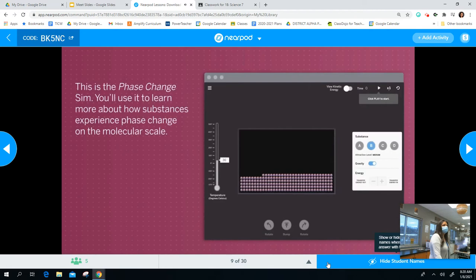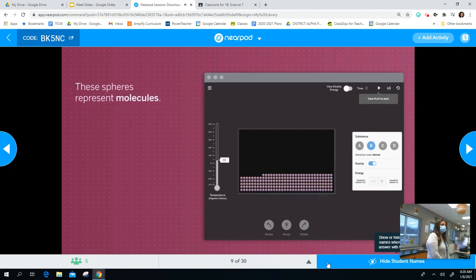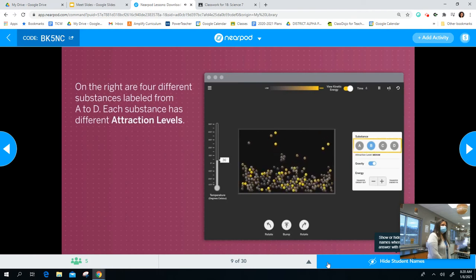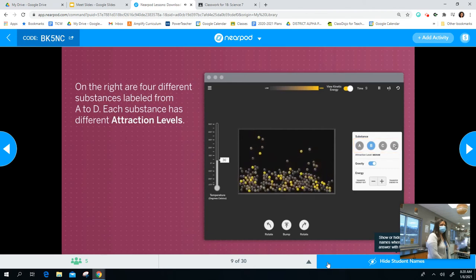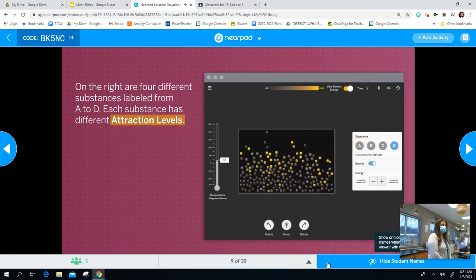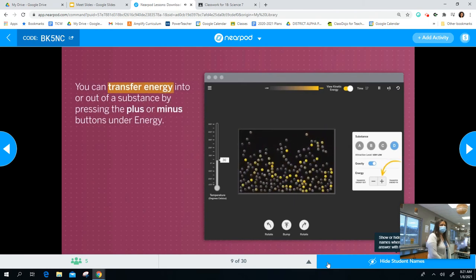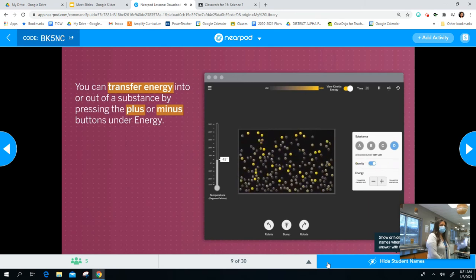This is the phase change sim. You'll use it to learn more about how substances experience phase change on the molecular scale. These spheres represent molecules. Let's press play to run the sim to observe the molecules. On the right are 4 different substances labeled from A to D. Each substance has different attraction levels. You can transfer energy into or out of a substance by pressing the plus or minus buttons under energy.